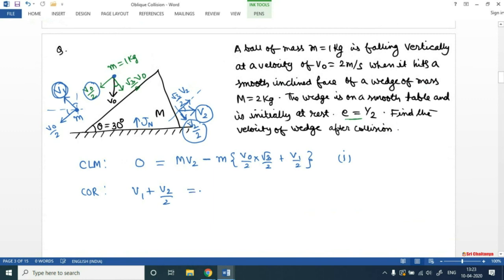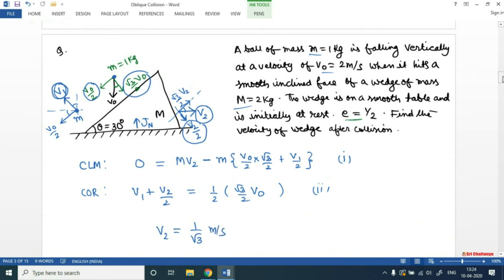That will be equal to e times the velocity of approach, and e is given to us as 1 by 2. The velocity of approach is this, because before collision the wedge was stationary, so along the line of impact the velocity is root 3 by 2 v naught. So that is equation number 2. Solving these two equations, the values of small m, capital M, v naught, etc. are given to us. After solving, you are supposed to find v2 = 1 by root 3 meter per second. So this is one more example of oblique collision.